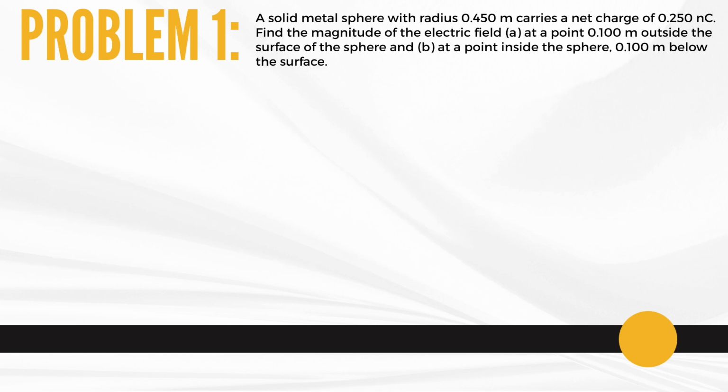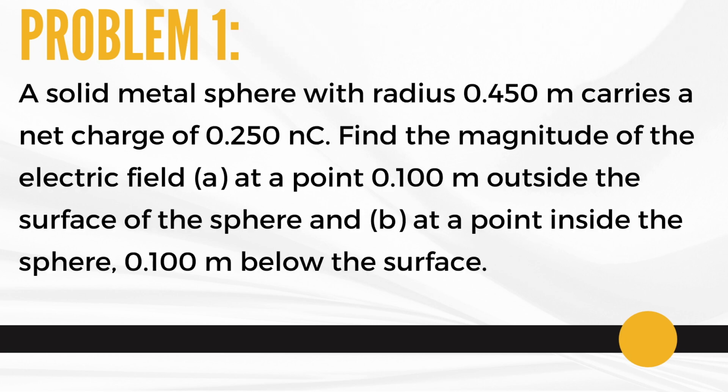Let's have a solid metal sphere with radius 0.450 meters, which carries a net charge of 0.250 nanocoulomb. Find the magnitude of the electric field A at a point 0.100 meters outside the surface of the sphere, and B at a point inside the sphere 0.100 meters below the surface.